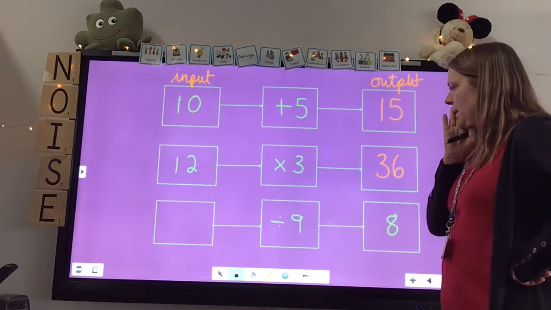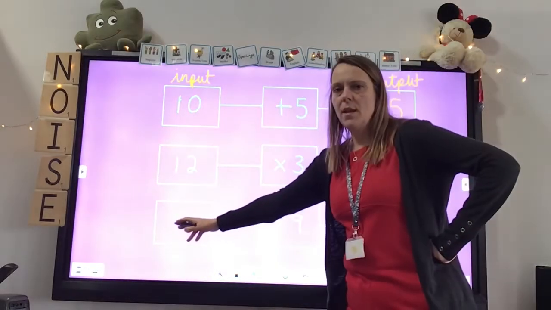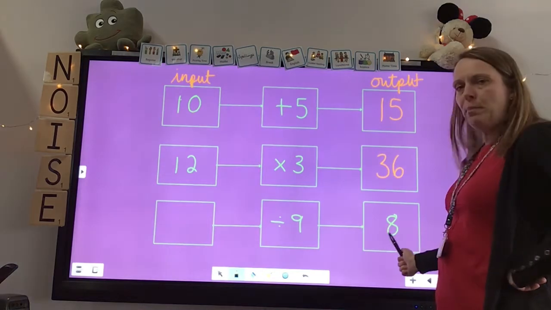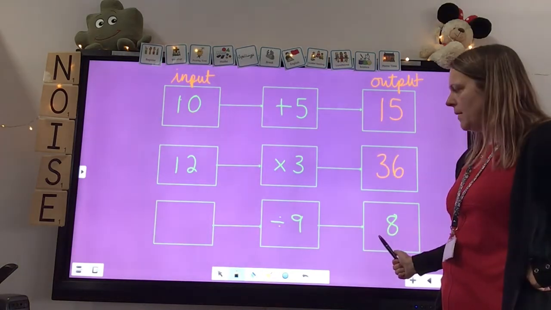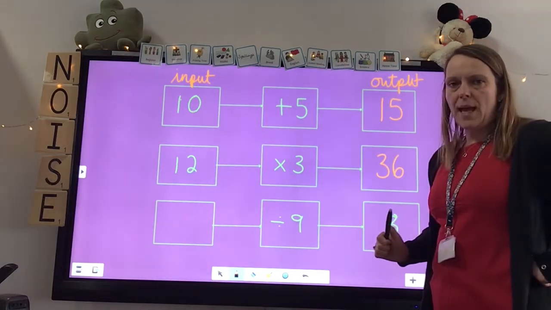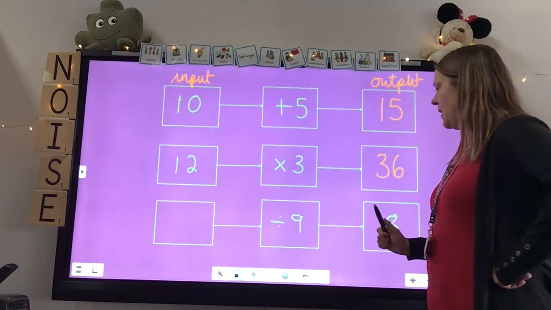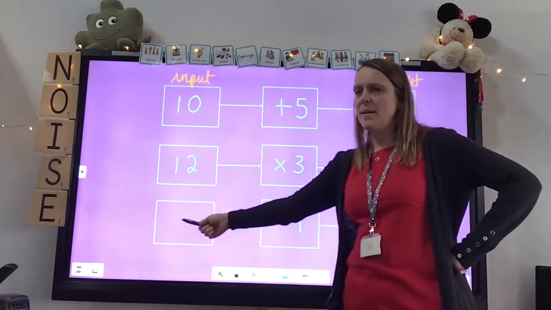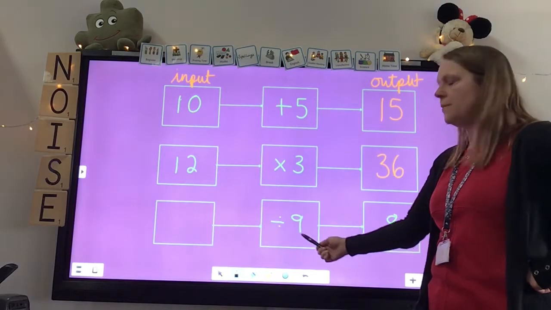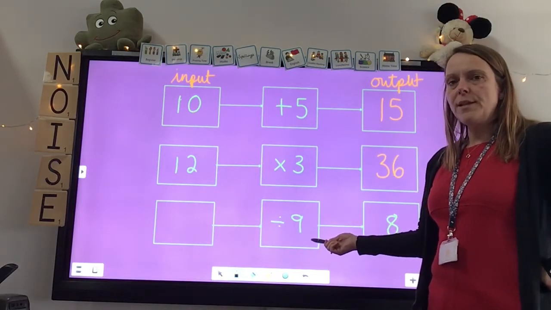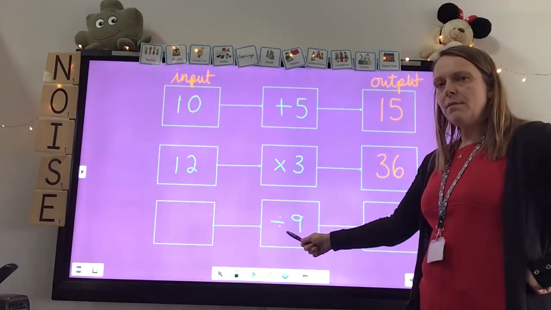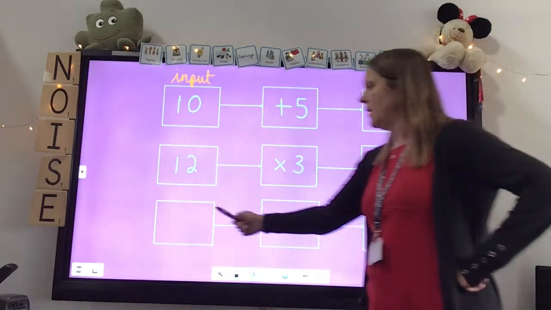Now, this one's a bit trickier because I had something I put in, I divided that by 9, and out popped 8. Okay, so something divided by 9 equals 8. What could that be? Now, if I'm working back the other way to work out that missing number, I'm going to do the inverse, the opposite. So what's the opposite of dividing? That's right, it's timesing. So 8 times 9 is 72.